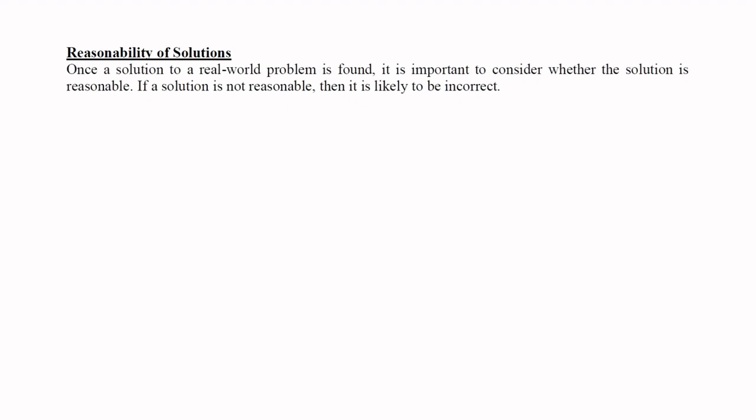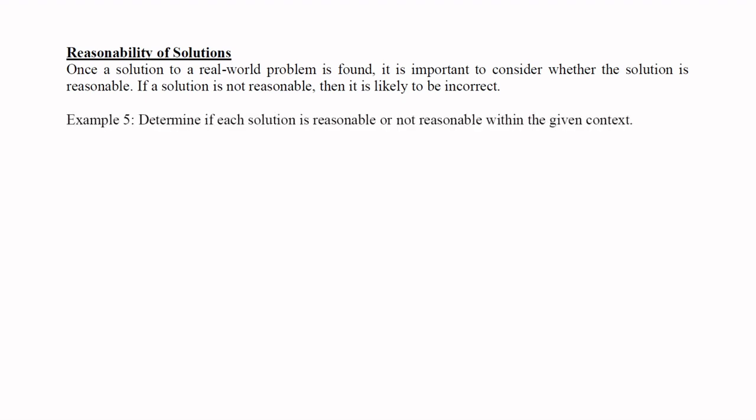Now, when checking the solution to a real-world problem, it can be helpful to think about if the value that you get is reasonable for the context that you're given. So if it's not reasonable, then it's not likely to be correct. So let's take a look at examples of what this would look like. We're going to determine if each solution is reasonable or not reasonable within the given context.